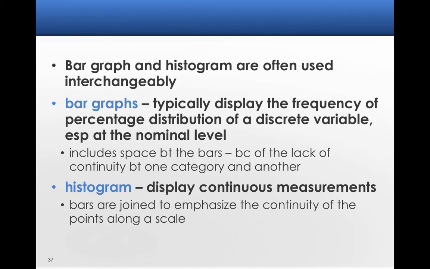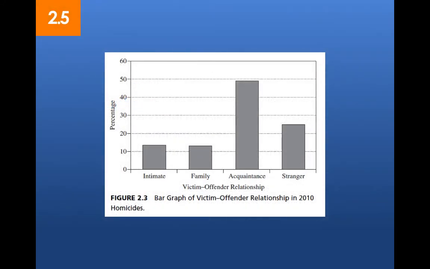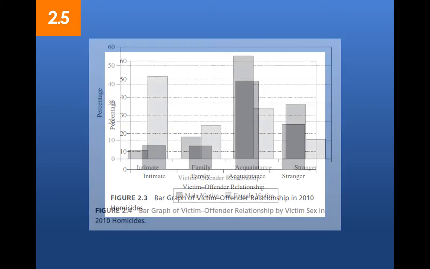Bar graphs and histograms are often used interchangeably, but there is a difference. In order to be a histogram, it has to be continuous measurement, whereas a bar graph usually displays nominal level variables. So here's a bar graph. It's the same data we just looked at. What percentage of homicides are intimate partners? What percentage are family members? What percentage are acquaintances? There's no continuous relationship across those variables, so we would use a bar graph.